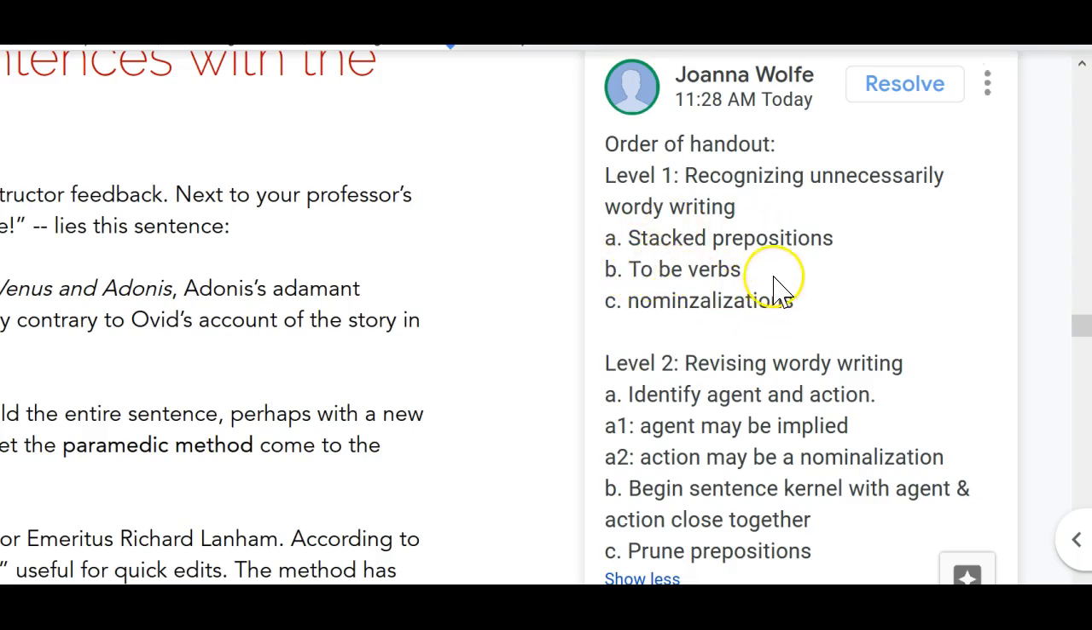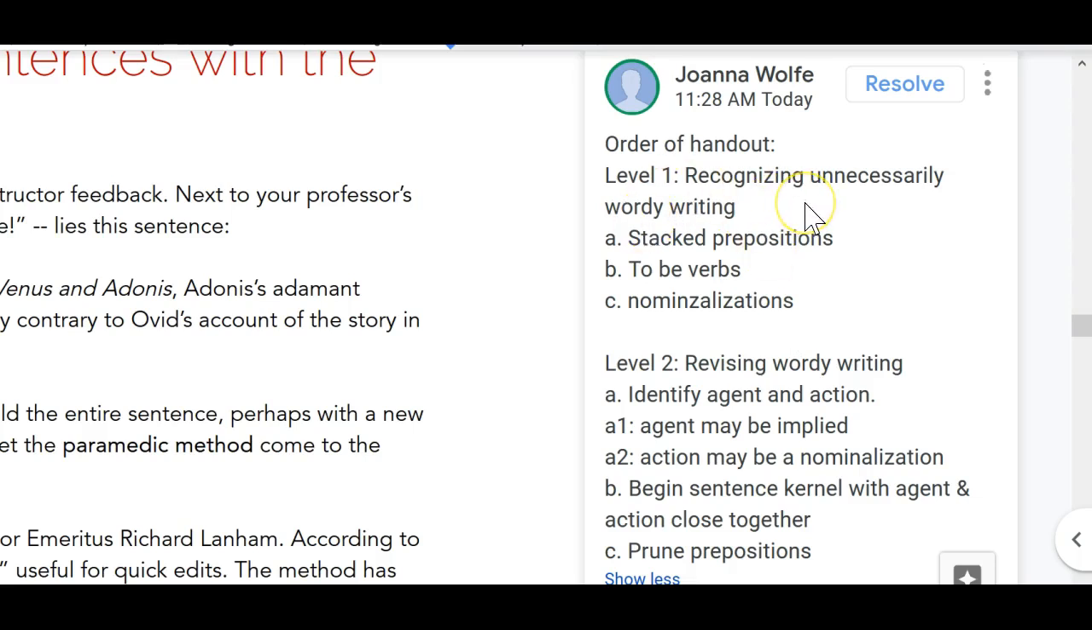To be verbs are often the sign of writers who have not identified the main action. To be verbs are weak verbs, and a lot of times writers can be more concise, more powerful, less bloated if they choose the stronger verbs. And nominalizations, those are nouns that are really verbs.